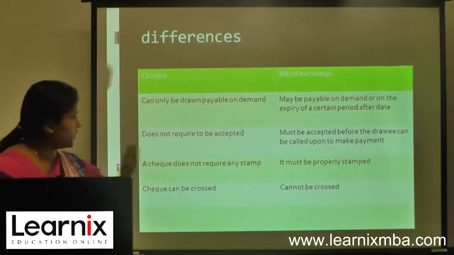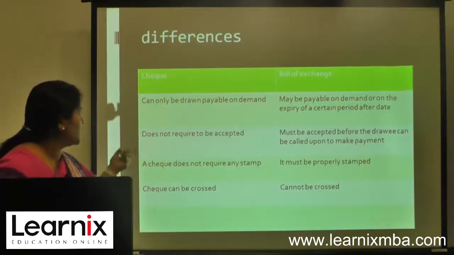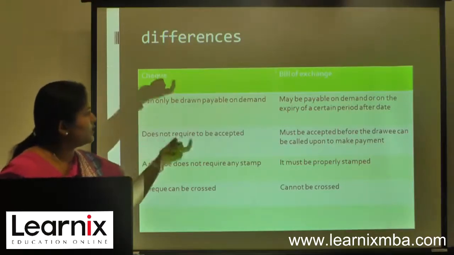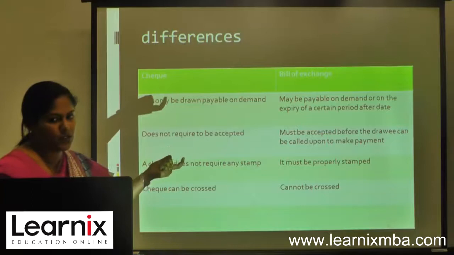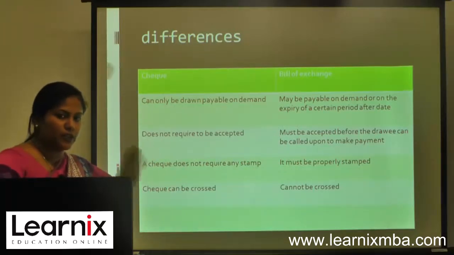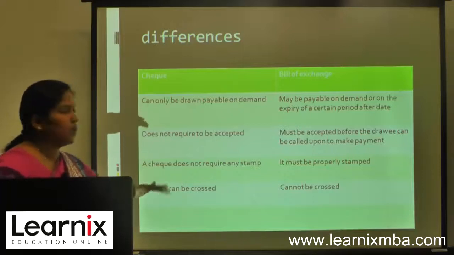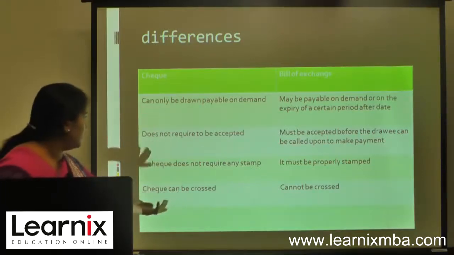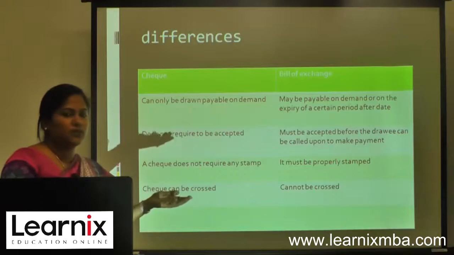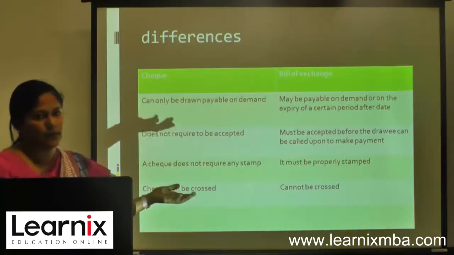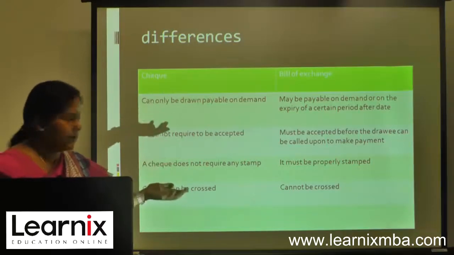Difference between a check and a bill of exchange: a check can only be drawn payable on demand, whereas the other is payable on the expiry of a certain period. On the expiry of that maturity date, automatically the payment has to be made, whereas a check is payable only on demand. A check does not require any acceptance, whereas a bill of exchange has to be accepted before the drawee makes the payment.